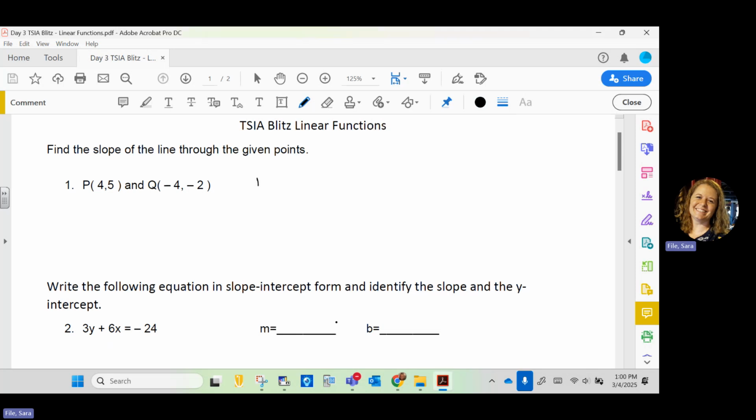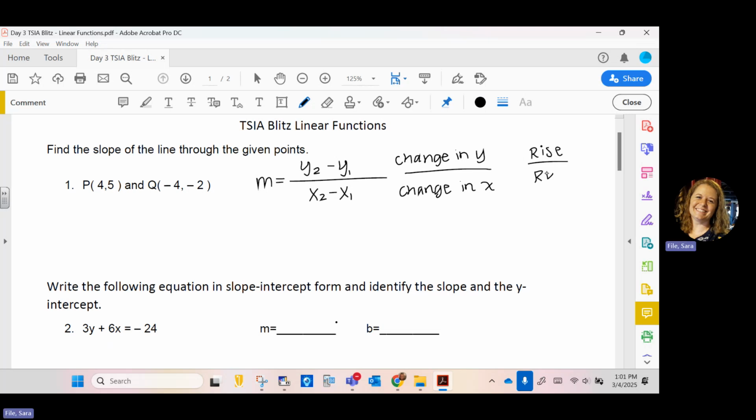But slope formula, how we algebraically find slope, is to find the change in y over the change in x. So that's y2 minus y1 over x2 minus x1. If you need to write the words to help you, it's the change in y over the change in x. Okay, graphically, the way you think of that is rise over run. Okay, what's the vertical change over the horizontal change?